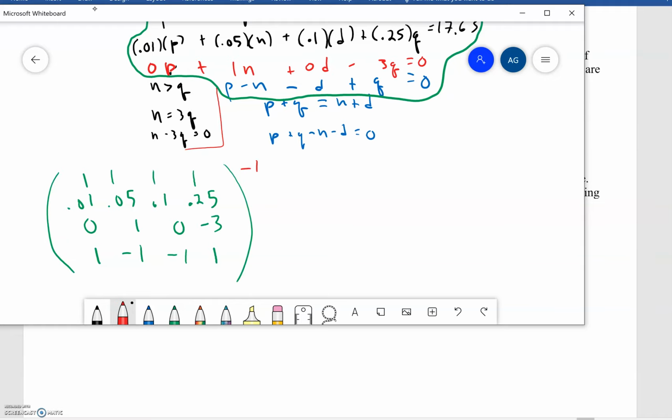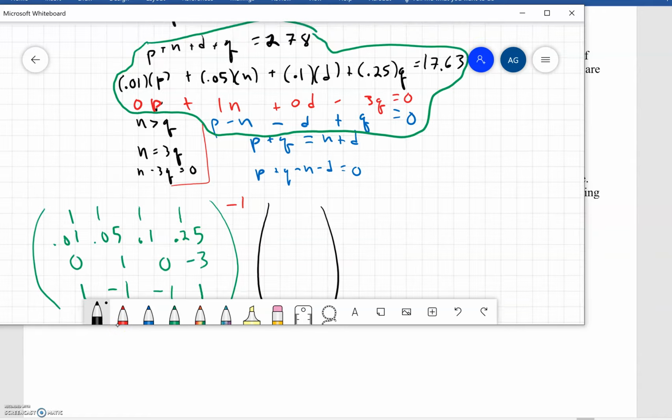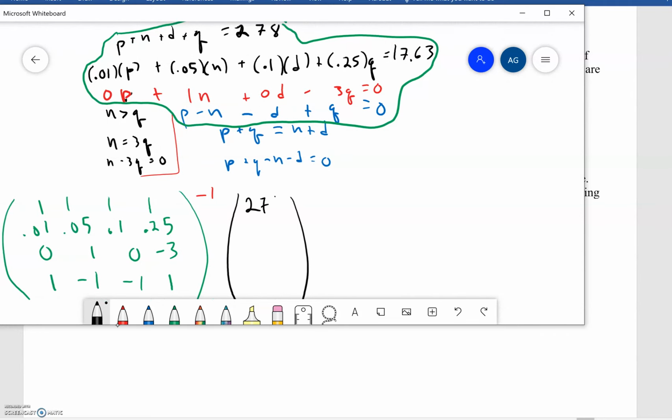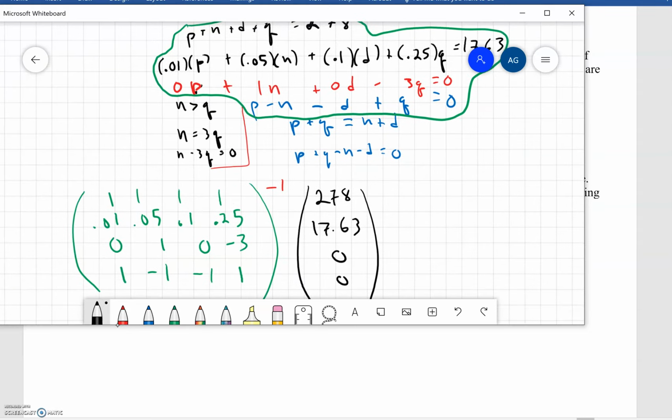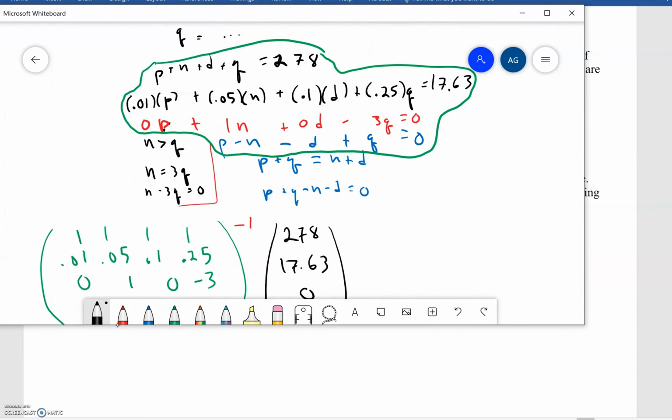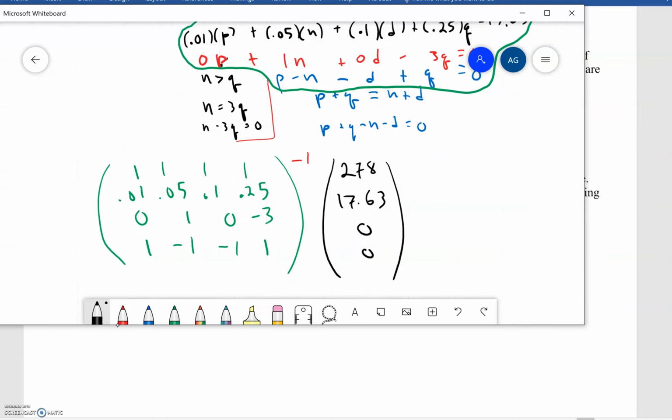And then we'll take the inverse of that and multiply it by the matrix of constants, which is matrix B, and that will be 278, 17.63, 0, and 0. So that's the system that I'm getting from my 4 linear equations here, if I haven't made any mistakes. I don't think I have. So we'll need a 4 by 4 matrix here, and this is a 4 by 1. And then we'll enter these matrices, and then we take the inverse of it and do our multiplication.